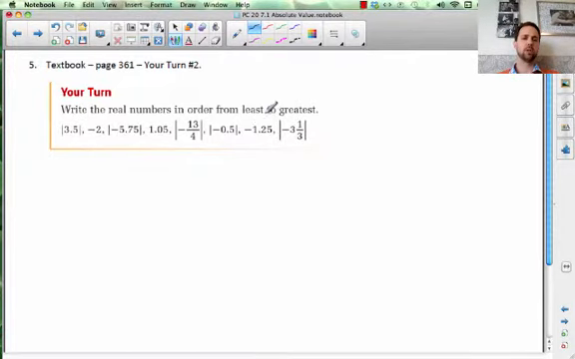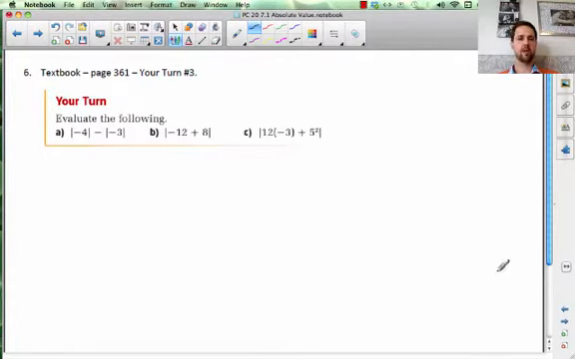So write the real numbers in order from least to greatest. This is just an exercise that you can easily do on your own. You know that anything with absolute value hashes around it is going to be positive. So pick your greatest negative values. They'll go first. Everything else will be positive. And you can figure it out. I have faith in you.